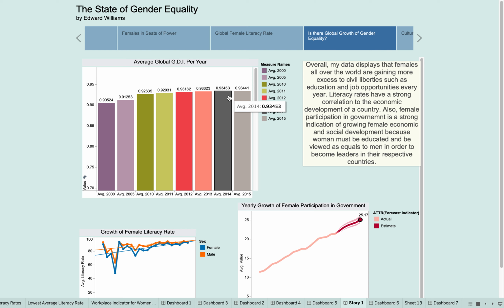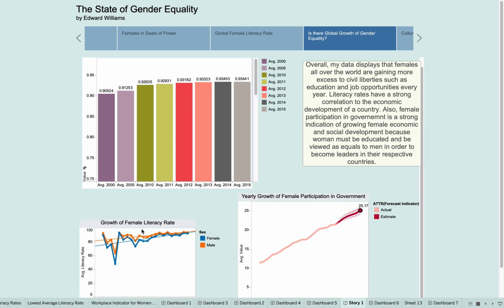Next graph, this is a dashboard discussing the overall growth pattern of gender equality. So the first graph shows the growth of the Gender Development Index, which is growing significantly since the year 2000, and the growth of female literacy rate. So what's interesting about the female literacy rate is that even though the actual percentage isn't increasing that much, the discrepancy between men and women isn't as large as it was before, which means that women are receiving the same education opportunities as men.